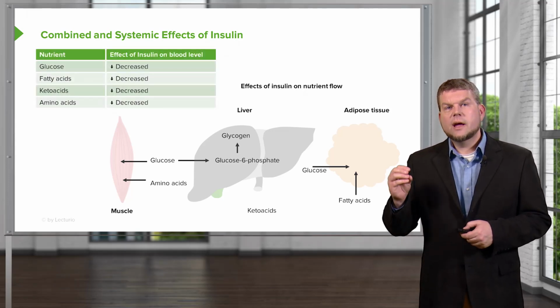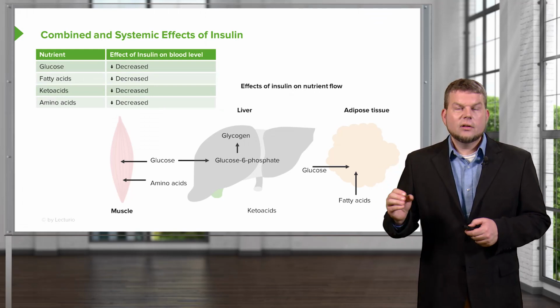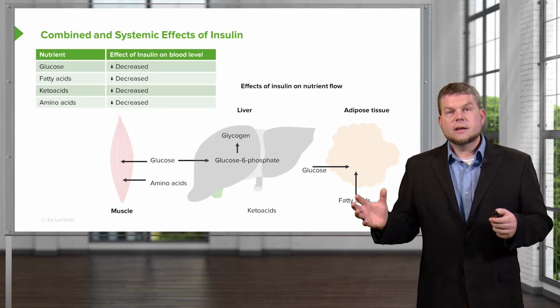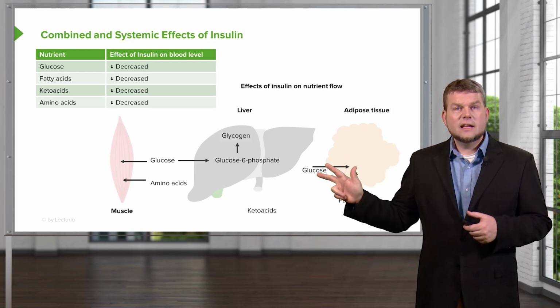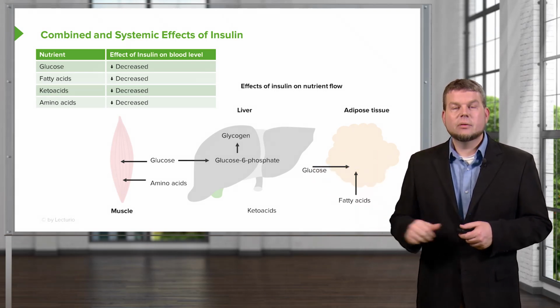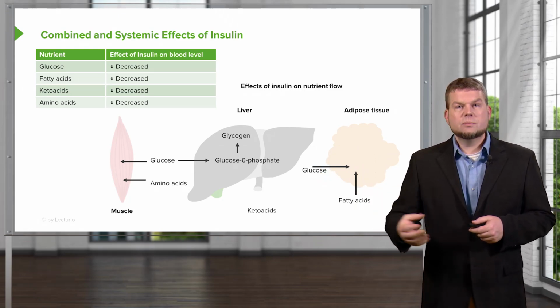So therefore, you have decreases in all of these functional items in the blood. Glucose goes down, fatty acids go down, ketones go down, and amino acids go down, all in response to insulin.